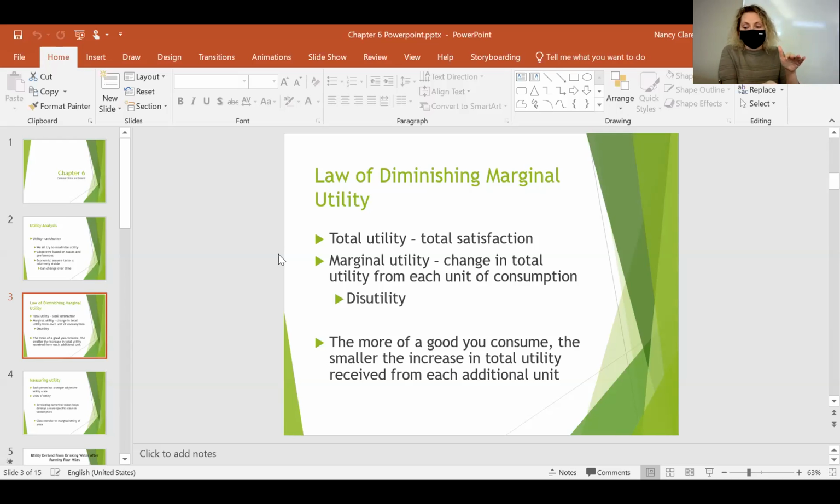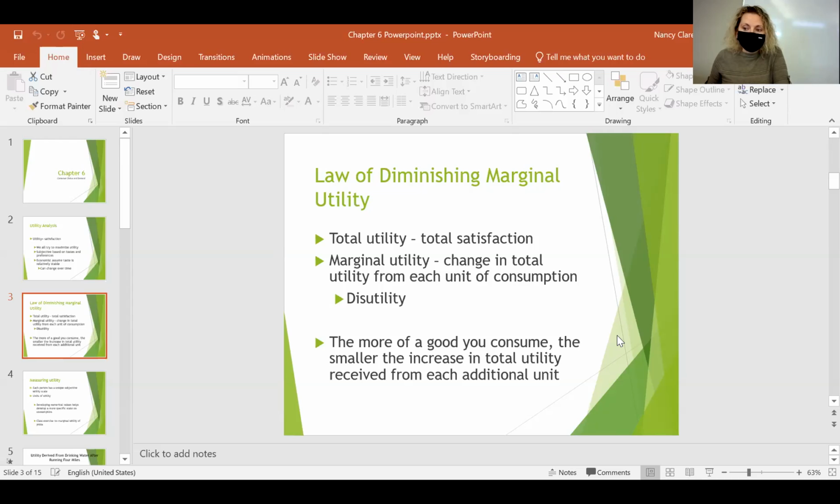Hopefully then, when we realize we are experiencing negative utility or disutility, we could stop. Sometimes we don't, right? But that's usually the signal. Like, there's no more utility here for you. Stop consuming that thing. But you need to know it's a thing, right? So here is the actual law.